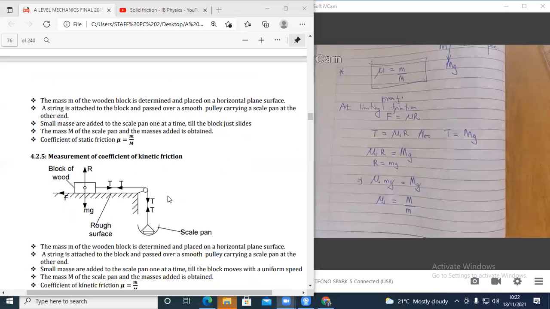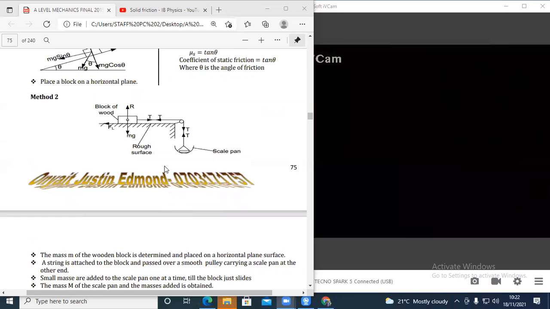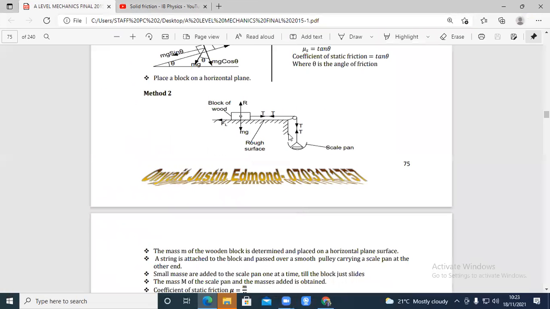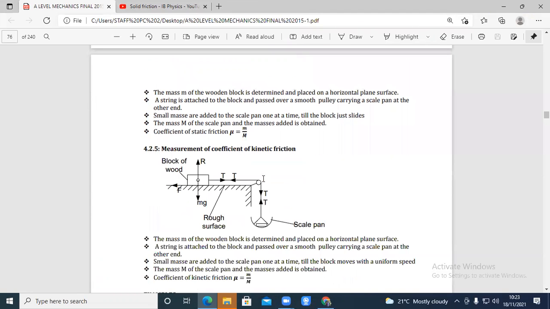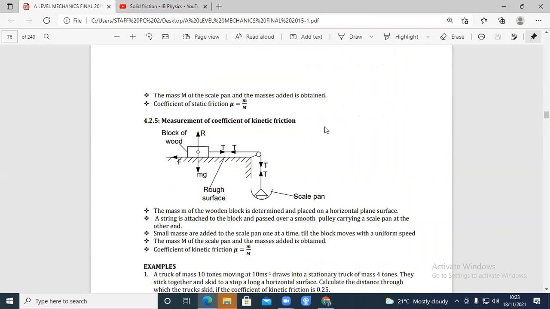kinetic friction. The only difference in this experiment is that for static, you do it until it just begins to slide. But for kinetic, you keep on adding the masses until it moves with a uniform speed.